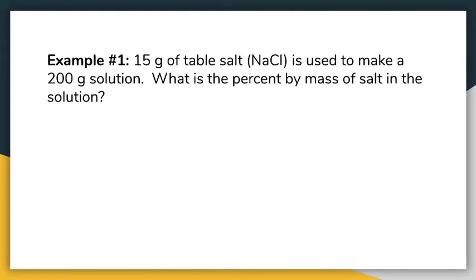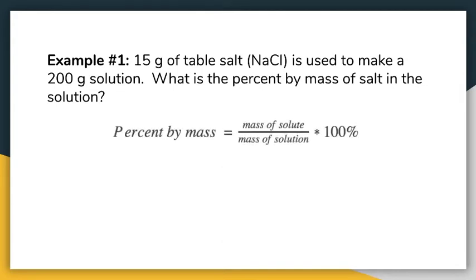In our first example, 15 grams of table salt is used to make a 200 gram solution. What is the percent by mass of salt in the solution? To do this, we'll use our percent by mass equation. First, we'll find the mass of solute. Our solute is table salt. That is what is being dissolved. So that's 15 grams. And our mass of solution is 200 grams.